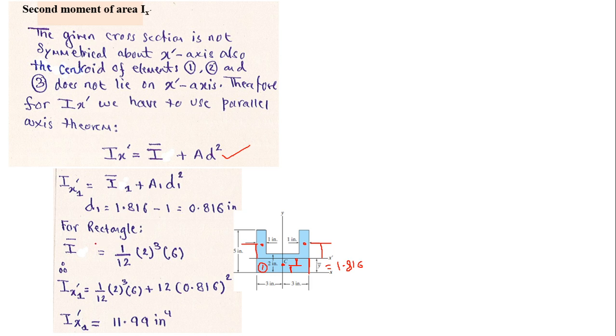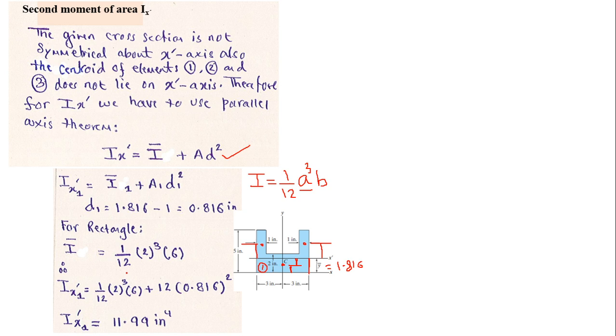And so for rectangle 1, I bar is defined as 1 by 12 A B cube. For rectangles, the common formula for second moment of area is 1 by 12 A B cube, where A and B are the dimensions. Now you have to focus on which dimension you will be applying the cube to, right?